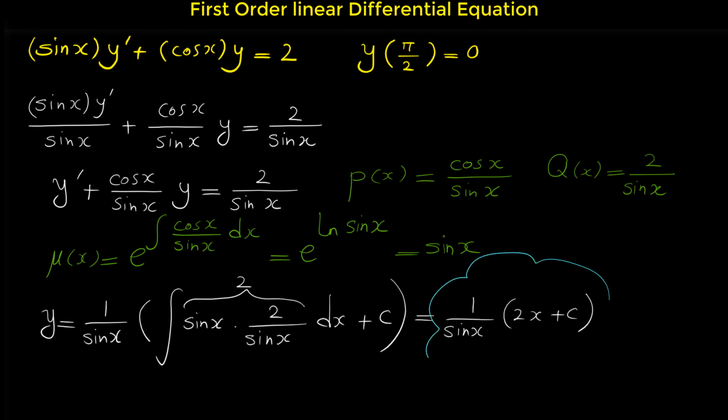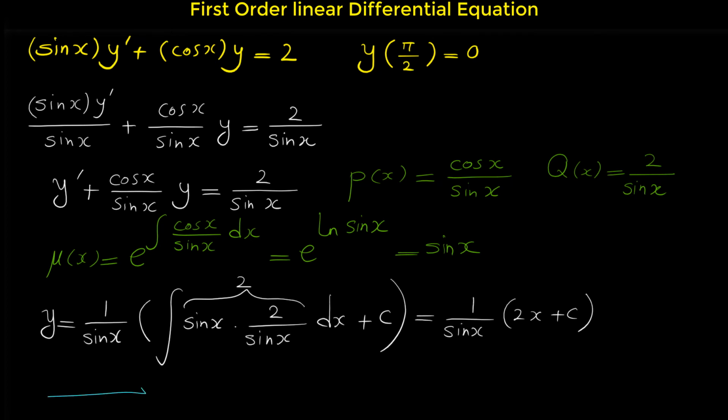So this is the general solution of this differential equation. But here we are asked to find the particular solution because we have an initial condition for this differential equation. So we can use this initial condition for finding c. If we plug in pi over 2 for x here, the y value, y equals 0. So we have to plug in 0 for y, and we have to plug in pi over 2 for x.